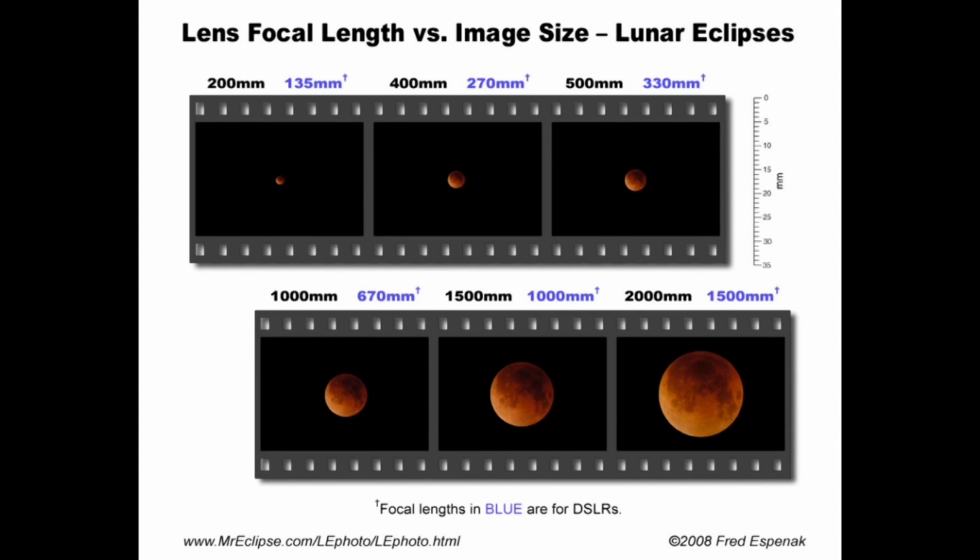Okay, here we are for you, Taffy. Pictures of the moon. What I want you to notice here is that the small image of the moon is on a 200mm focal length, and the large image of the moon is on a 2000mm lens. Note the difference in blue, where the 200 is written down as 135 and the 2000 is written down as 1500. I'll show you that on the next slide, so you can see why that's the case.